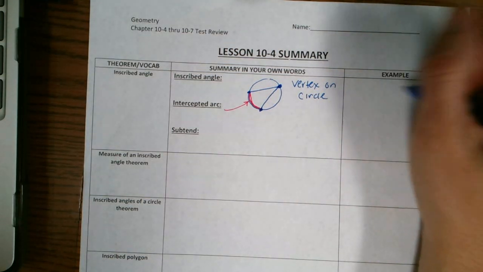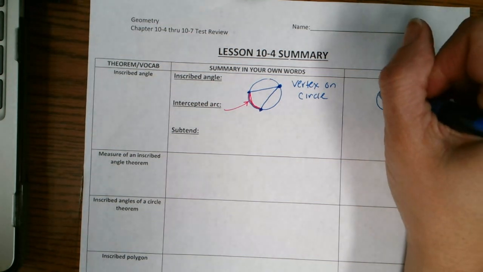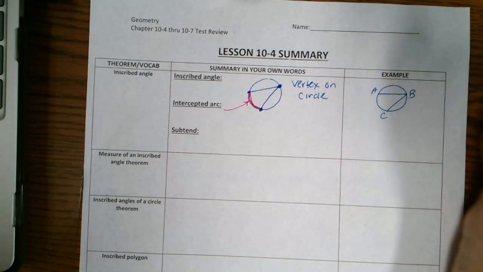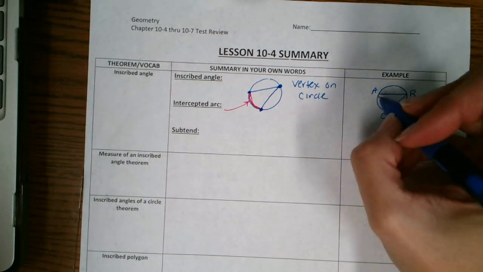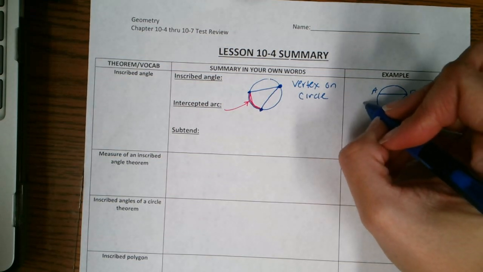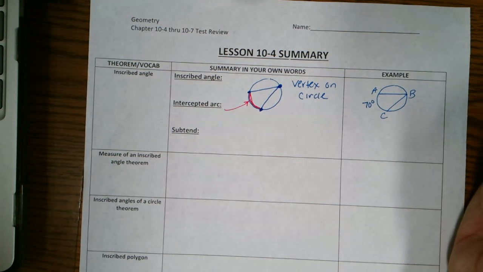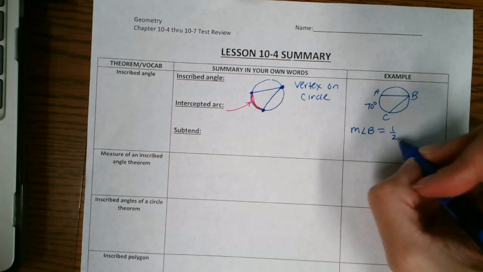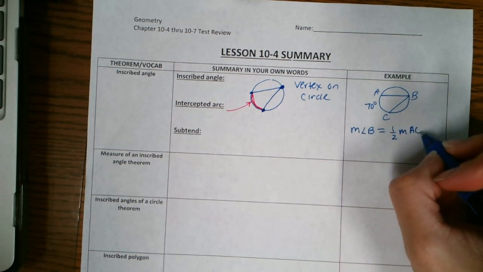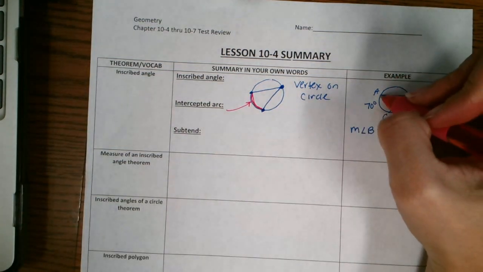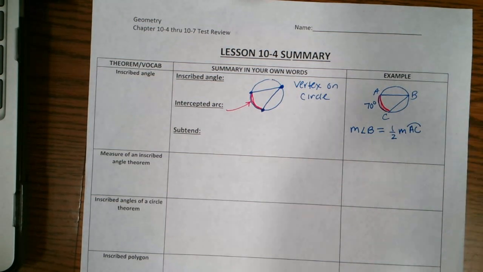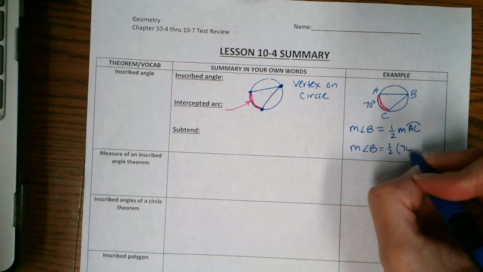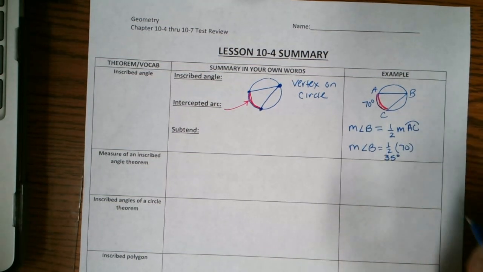Okay? An example. If I had this picture here, and I labeled this arc out here 70 degrees, then the measure of angle B would equal half the measure of AC, because AC is the intercepted arc. So I would fill in the measure of angle B equals half of 70. So the measure of angle B is 35.